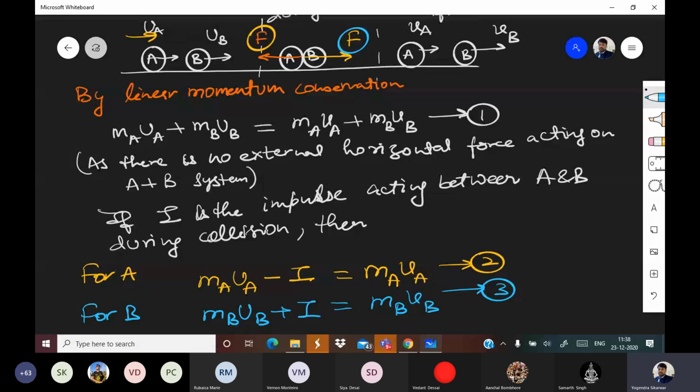Pay attention to these two equations which we have written just now. If you observe closely, your linear momentum conservation which was there, I have converted that into these two equations.